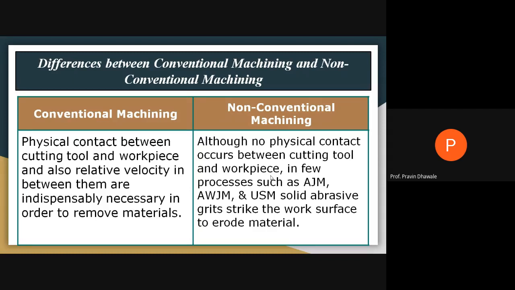The next differentiating point is related with the contact between tool and the workpiece. In conventional machining like lathe, drilling, milling machine, there will be a physical contact between the cutting tool and the workpiece. Also, there will be a relative motion between them, and it is very necessary to remove the material from the workpiece. If you consider the drilling machine, the tool is rotating and the workpiece is stationary, but there will be a relative motion between tool and the workpiece.